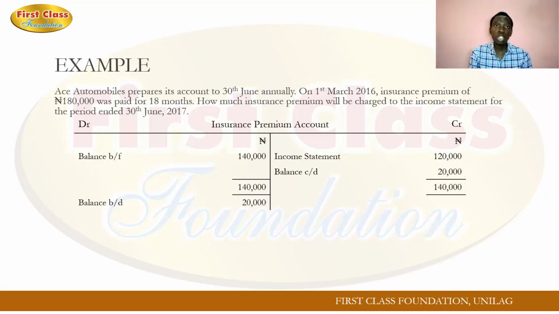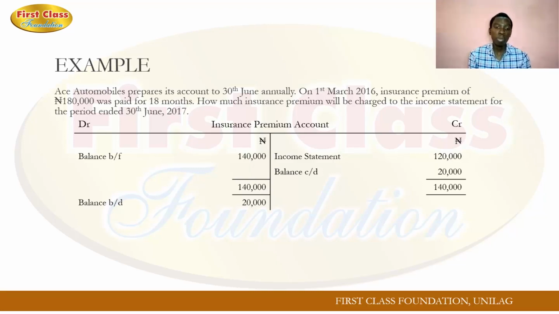So the amounts to be taken to income statement. Now we can calculate this very straightforward. You can calculate this directly by doing 12 over 18, because an accounting period is for 12 months. So 12 over 18, because we assume that the insurance premium is fixed for each month. So that's 12 over 18 times 180,000, which will give us 120,000. So we can just balance the account. That's pretty straightforward. So balance carried down will be 20,000, which will be brought down.